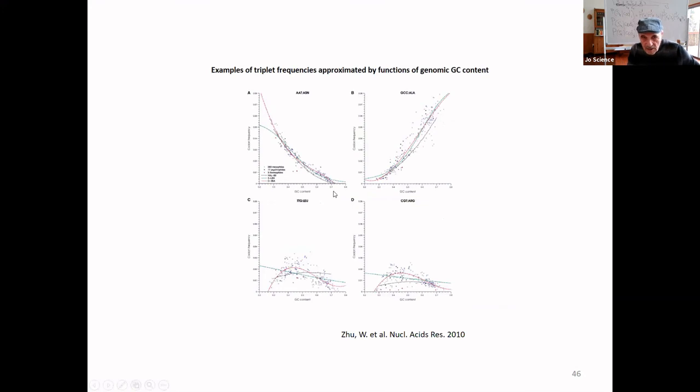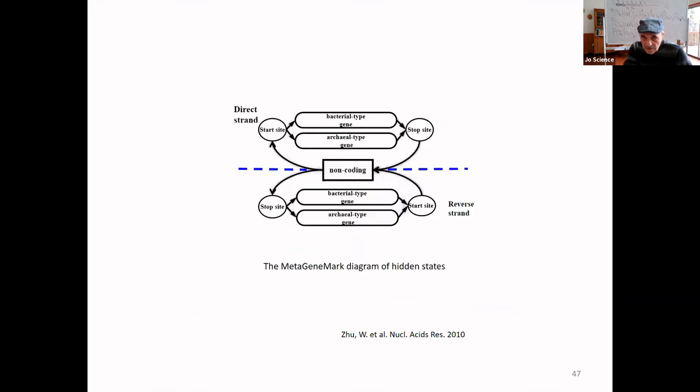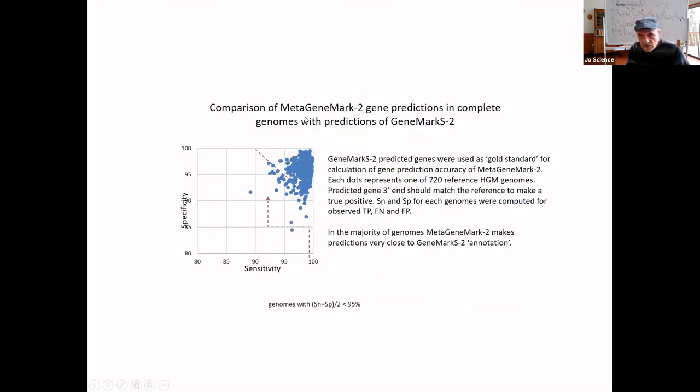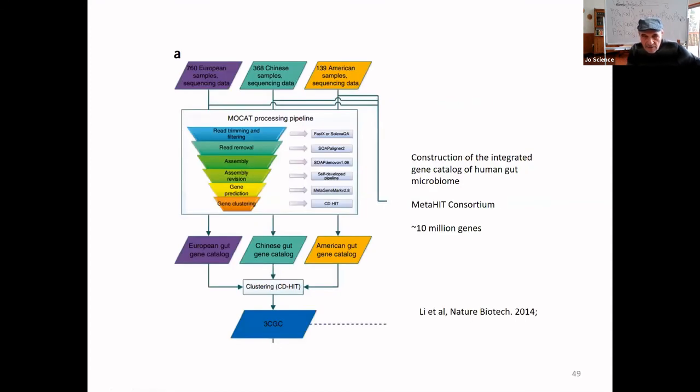For instance, these are cubic polynomials which approximate triplet frequencies. And we have these models included into an HMM, which also discriminates between bacteria and archaea. And in comparison with GeneMark S2, MetaGeneMark works quite accurately, not as good as GeneMark S on the whole genome. If we run MetaGeneMark on the whole genome, it gives about 95% accuracy with respect to GeneMark S2. And MetaGeneMark was used in several high-profile studies, like in the MetaHIT consortium study of the human gut microbiome.